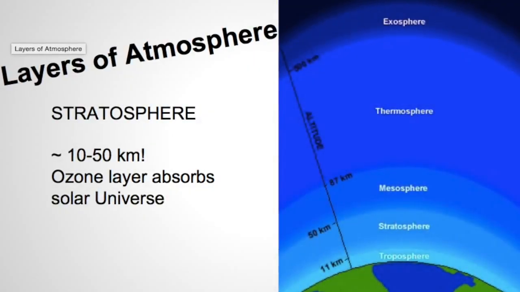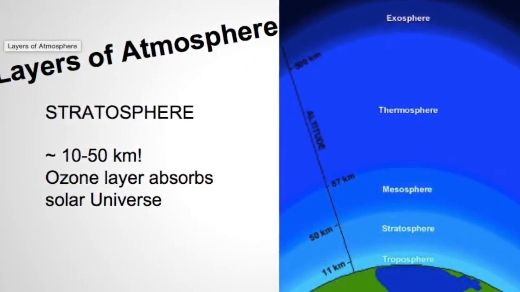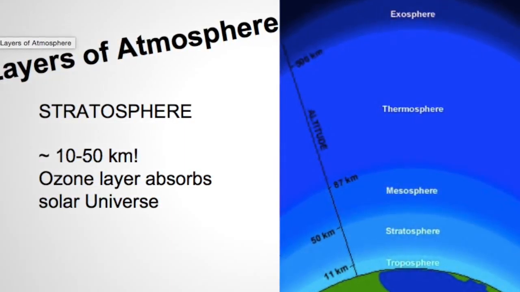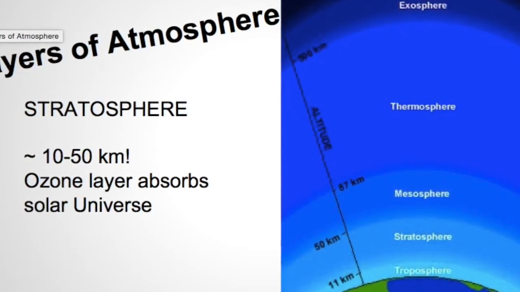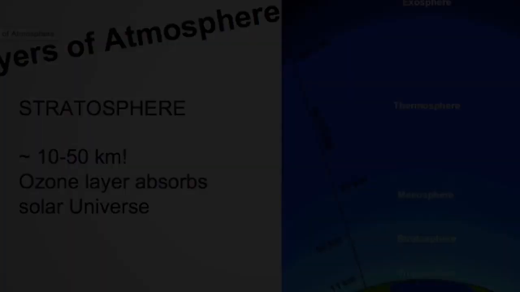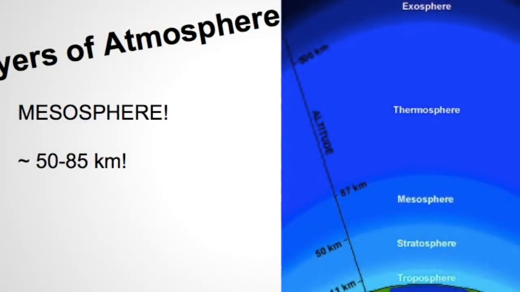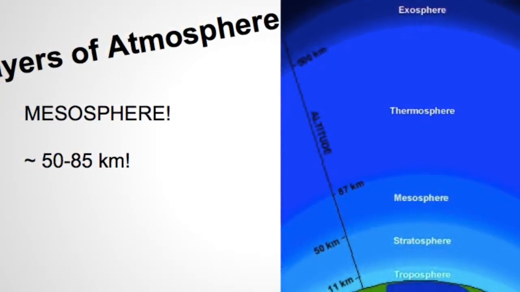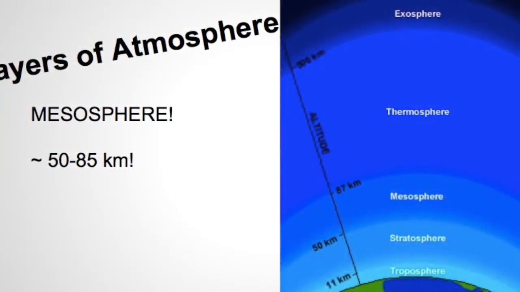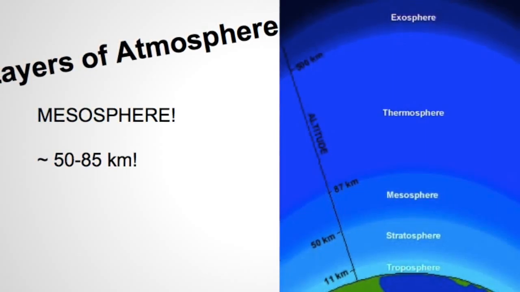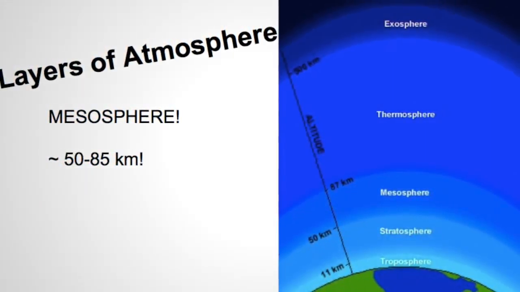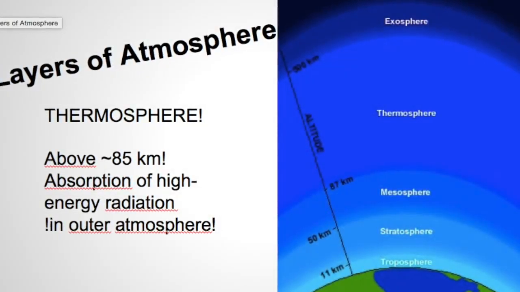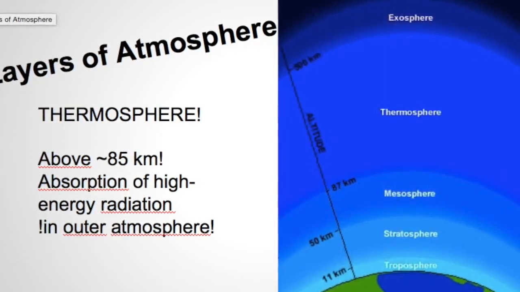The second layer is the stratosphere. It's from around 10 kilometers to 50 kilometers, and it has an ozone layer that absorbs the solar ultraviolet radiation. The third one is the mesosphere. It's from 50 kilometers to 85 kilometers. And the last one is the thermosphere. It's above 85 kilometers.